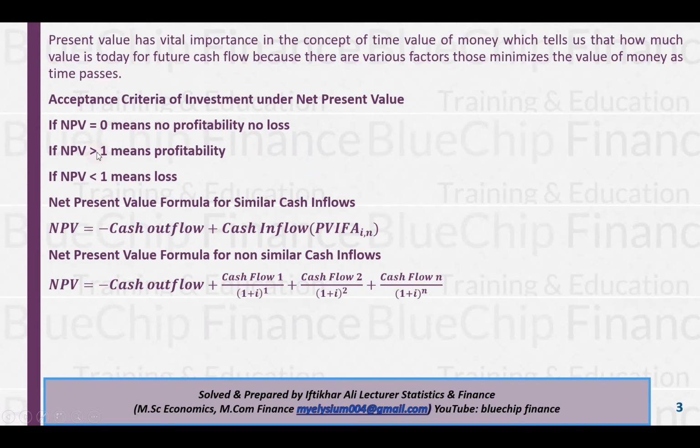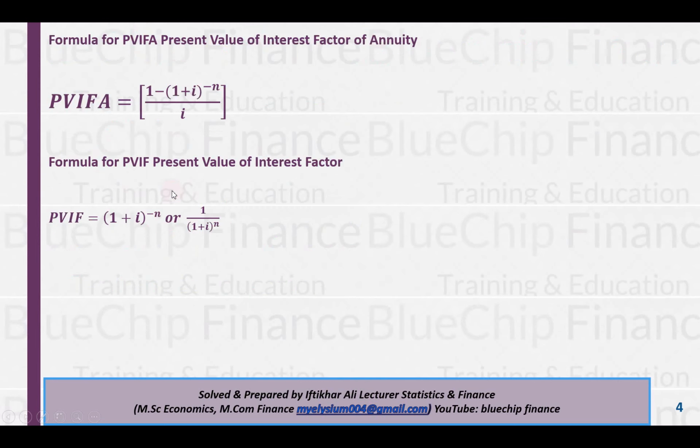Here NPV, if NPV is greater than 0, which means profitability, and NPV is less than 0, which means loss. So make correction here.